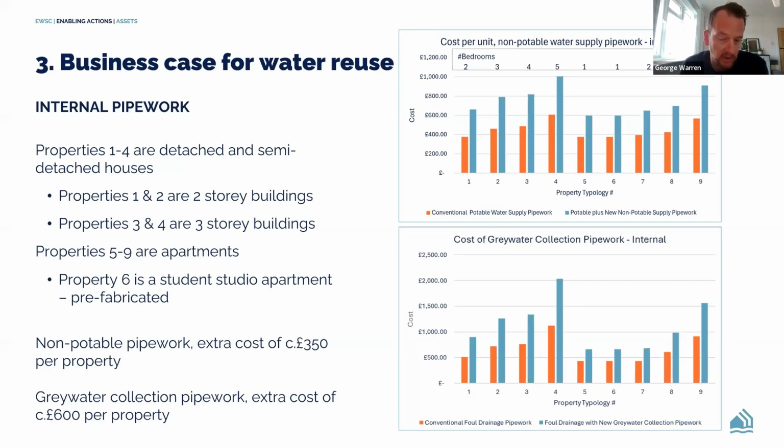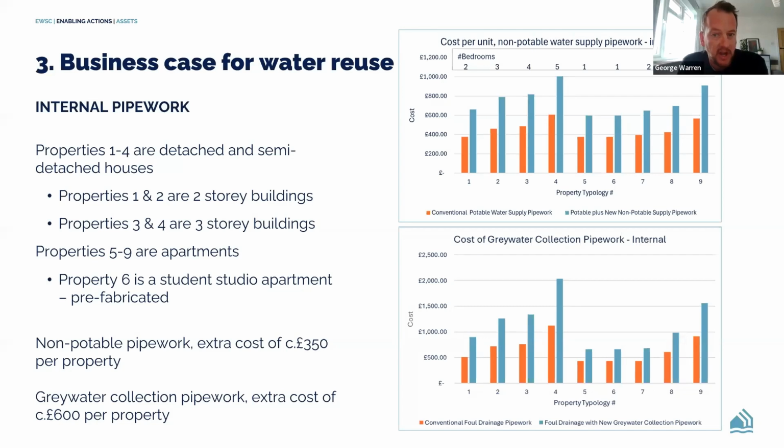I should say that what you're looking at here is the conventional pipework and then the uplift, and then the two together, if you see what I mean. So the difference between the bars is the additional cost.